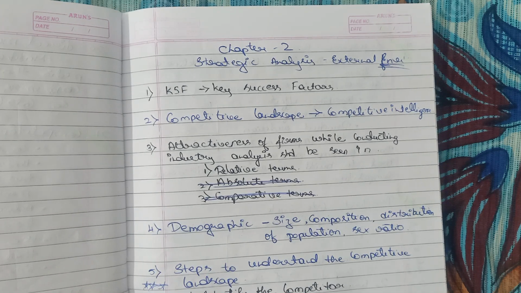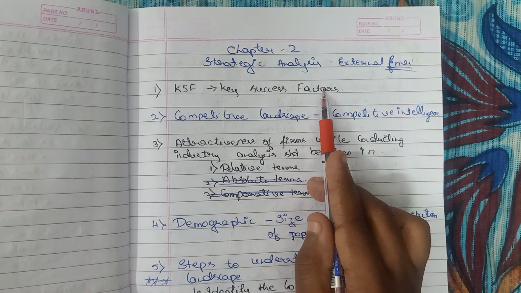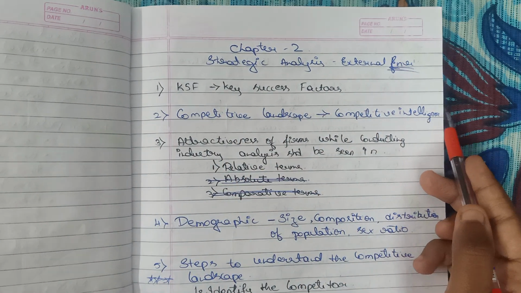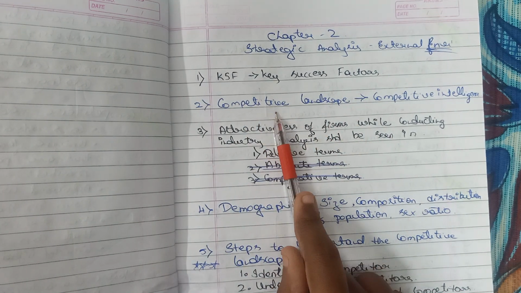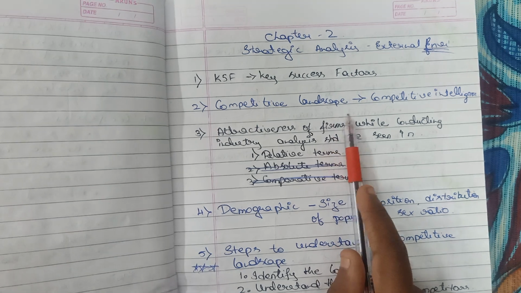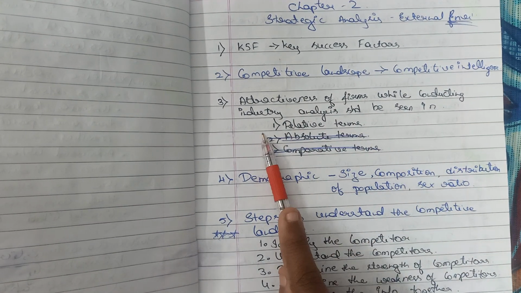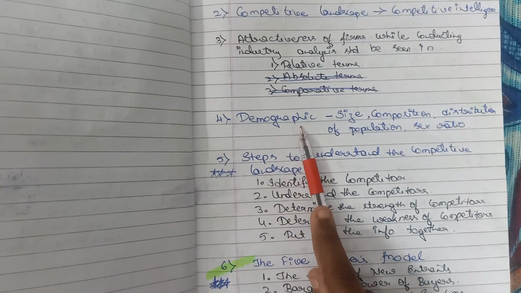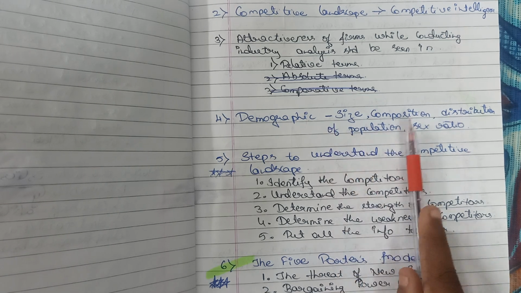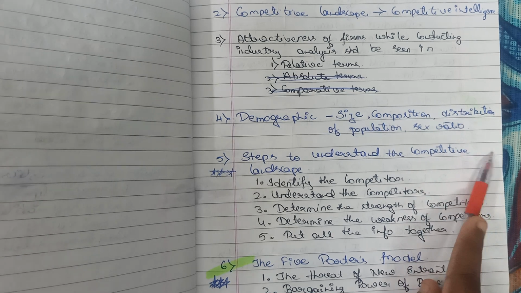Today we'll be discussing Chapter 2 of Strategic Management, the last revision. Strategic Analysis, External Environment. KSF stands for Key Success Factors. Competitive landscape is also known as competitive intelligence. Attractiveness of firms while conducting industry analysis should be seen in relative terms. Demographic means size, composition, distribution of population, sex ratios, etc.